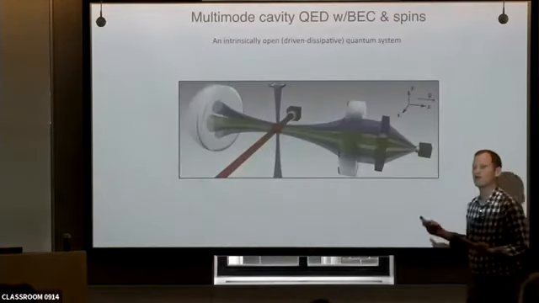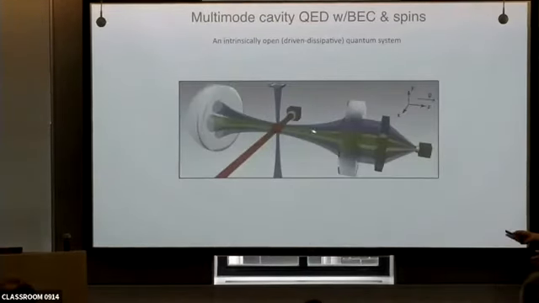Okay, so the star of the show is this device here. It's a cartoon of a Fabry-Perot cavity, two mirrors, highly reflective with a group of atoms in the middle of it. Those atoms can be Bose-condensed, they can have spin, and we can image them directly using resonant light. Or we can pump them, with some transverse field like so.